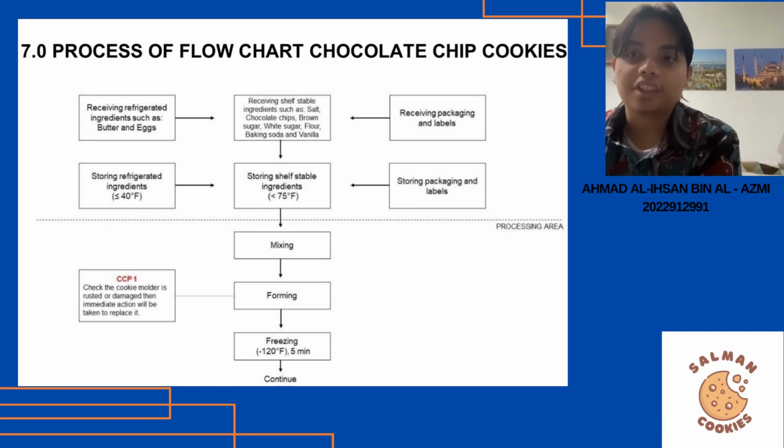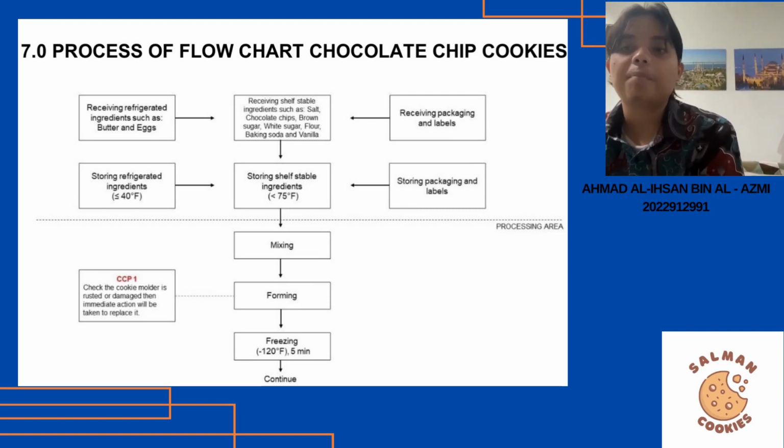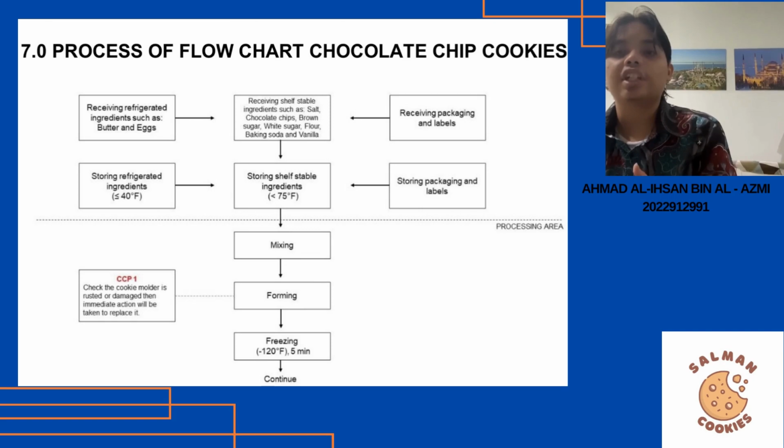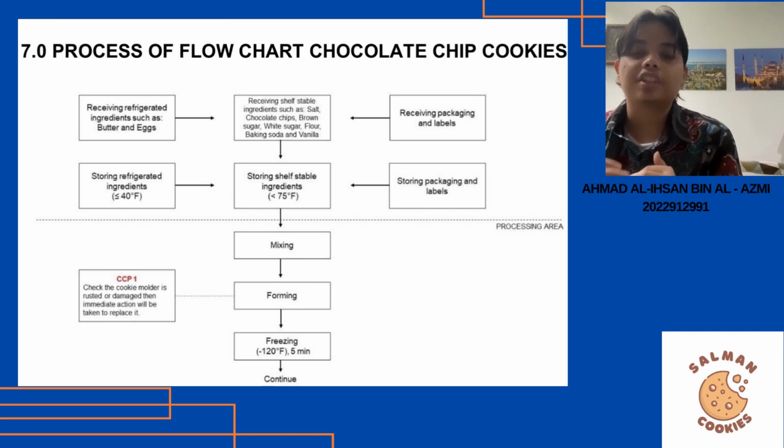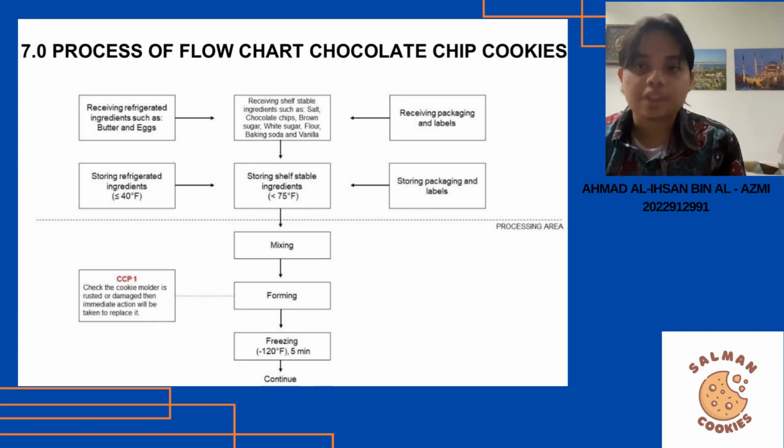The next process is related to storage, which, like the receiving process, is divided into 3 groups with different storage methods, namely refrigerated ingredients, shelf-stable ingredients, and packaging. The first one is refrigerated ingredients: butter and pasteurized eggs are stored immediately after receipt in a cooler that is kept under 48 Fahrenheit and used in a first in, first out method based on code date.